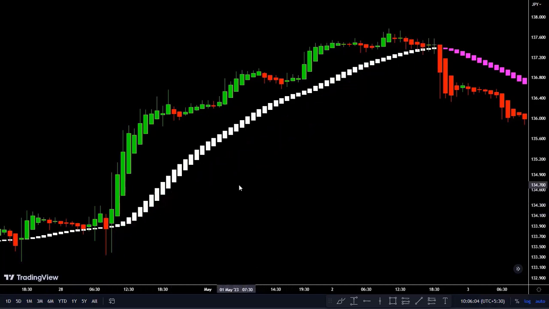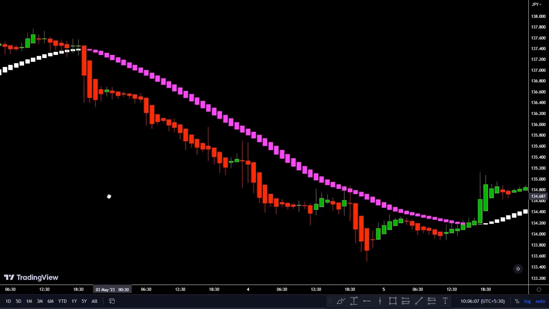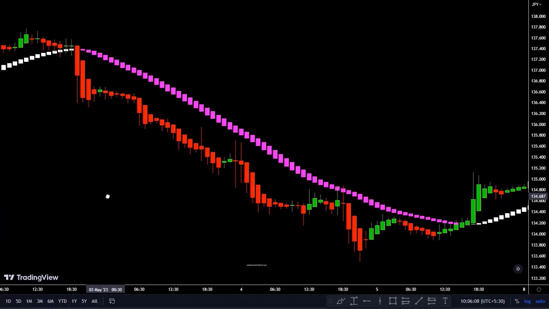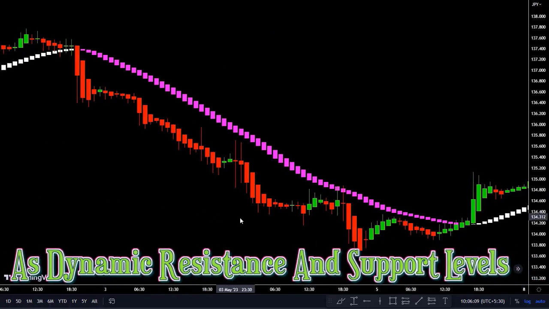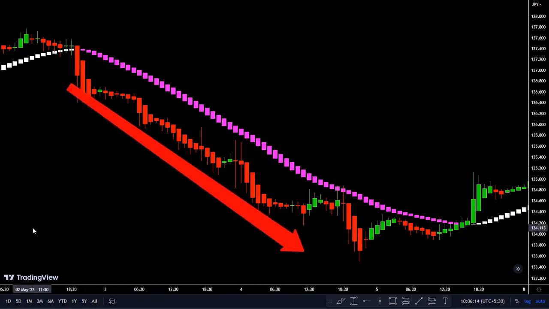In addition to trend reversal trading, the indicator can also be used in trend following strategies as well. It is for this reason that smoothed candlesticks can act as dynamic resistance and support levels. In this example, we can see that during the downtrend, the price frequently moved up to the smooth Heiken Ashi candlesticks before rejecting them and continuing in the downward direction.